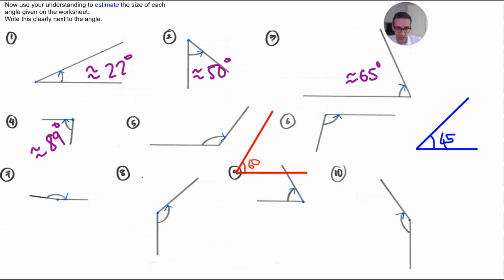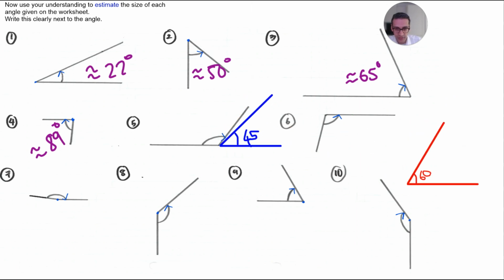The next one, 45, 40. Now we know it's more than 90. One way to think of it is if it was a straight line, then these would add up to 180. So if you do 180 take away 45, that's going to give you 135. But this is very slightly smaller than that, so I'm going to say maybe 130-ish.